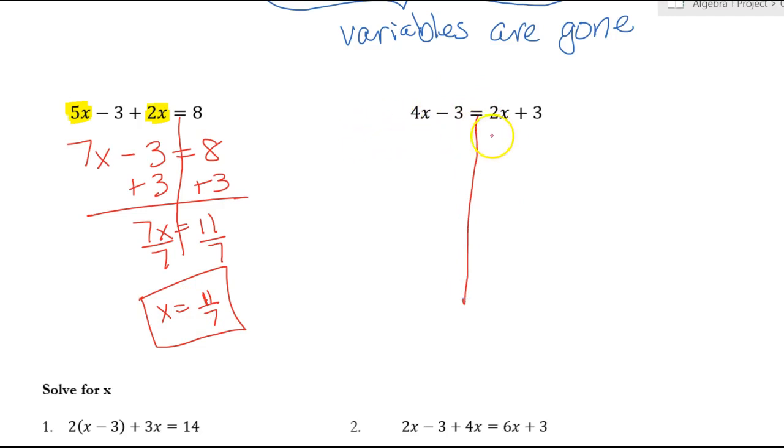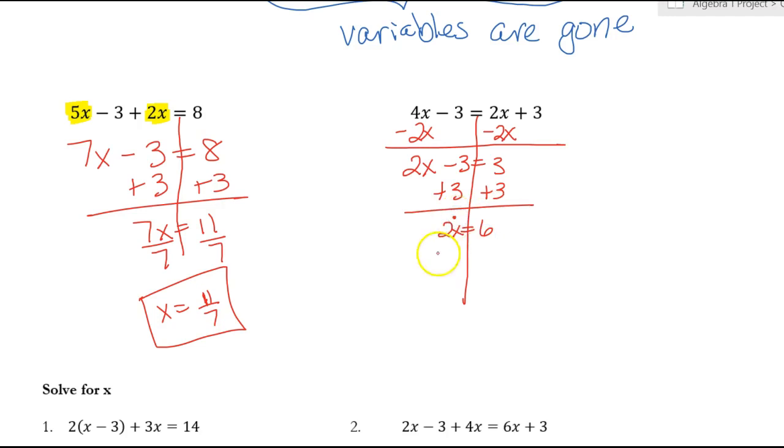Okay, so here's the next one. Nothing to combine, so I just need to move my x. And I tend to put my stuff to the left, so I'm going to minus a 2x on both sides. And so I get 2x minus 3 is 3. Now I need to get rid of this minus 3 by adding 3. So 2x is 6. And now again, this is 2 times x, so I'm going to divide by 2 on both sides. So x is 3.